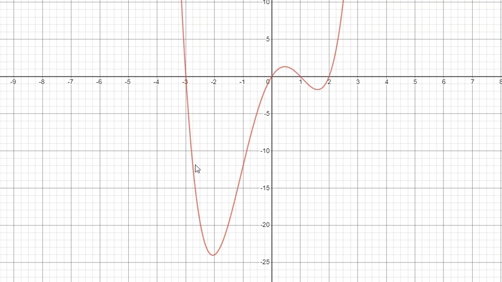Hopefully this all makes sense. But the number one thing when you're talking about increasing, decreasing, and relative max and mins is really making a graph. It really makes it nice and pretty to take a look at.